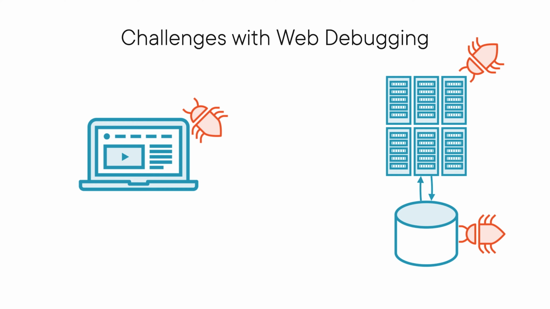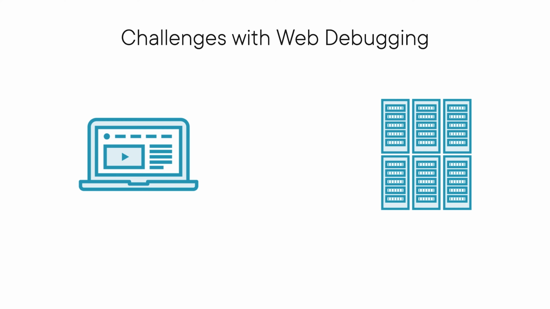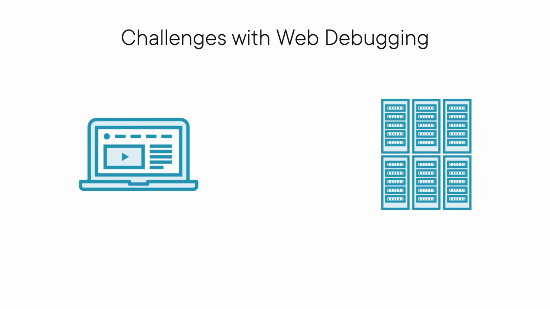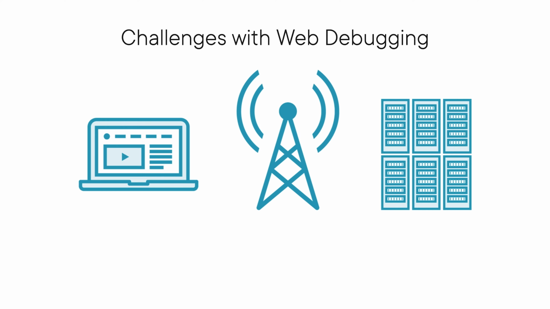Another challenge is that we can't just launch a web application on our local machine and start debugging it. We need to have a server set up and running before we can even start. Yet another issue that can make debugging web applications more difficult is that an active connection with the server is required. Latencies and network errors can introduce unpredictable issues that are hard to reproduce.